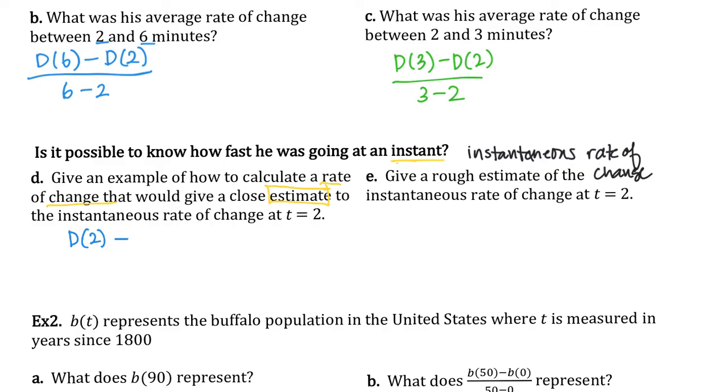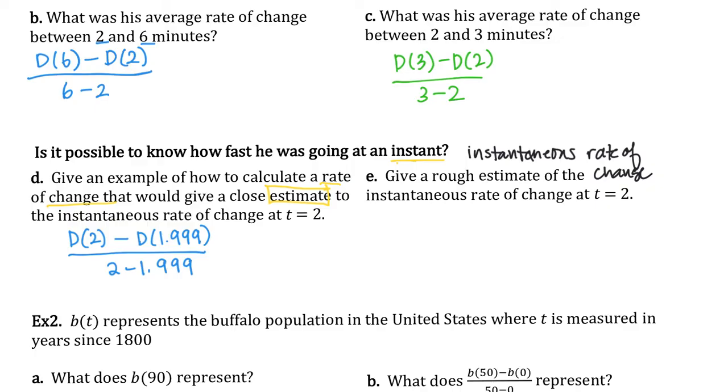So maybe I do d of 2 minus d of 1.99999. Is that an instantaneous rate? No, but I'm trying to make the 2 points as close together as possible. It's happening over such a short time span that the points become really, really close together. I could have also chosen d of 2 minus d of 2.001 or some other very close point. I want to pick the 2 closest points possible.